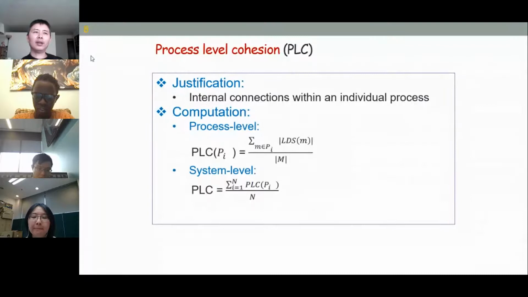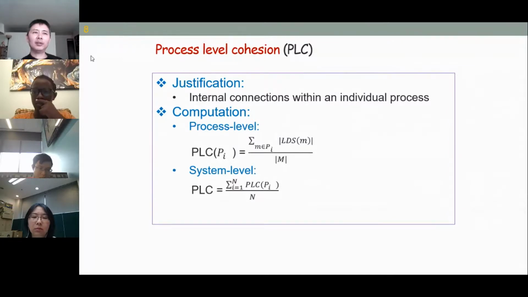The last IPC metric I introduced is PLC, process level cohesion. The idea is to measure internal connections within a process. I define and compute PLC at the process level and the system level.